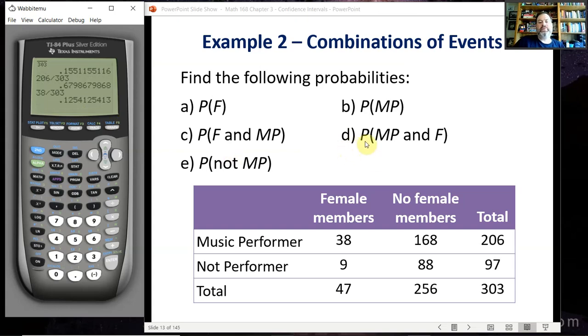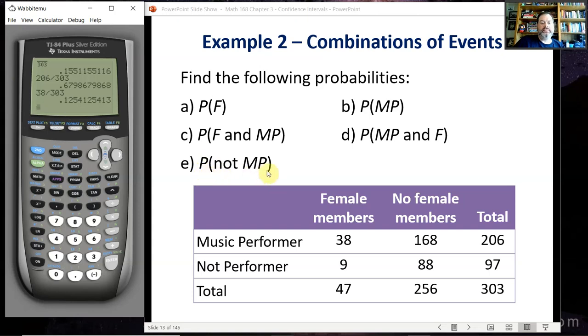Let's look here. Probability of music performer and female. So here's all the music performers. Here's all the females. It's 38 again. We already computed it. So I want you to think about this. Female and music performer. Is that always the same as music performer and female? Or is that just a coincidence in this problem? I'll address it in a second, but I want you to think about it. If you need more time to think, pause the video and come back.